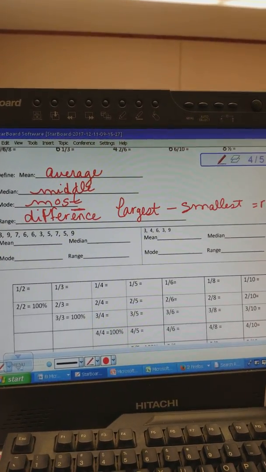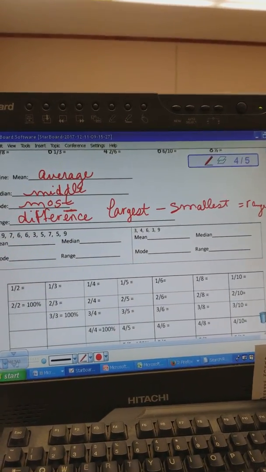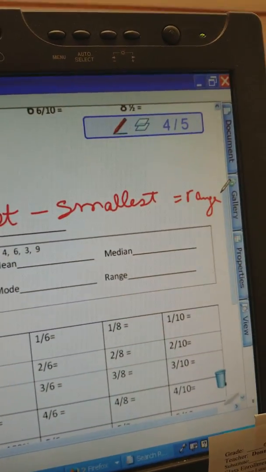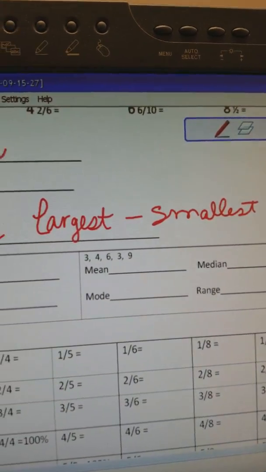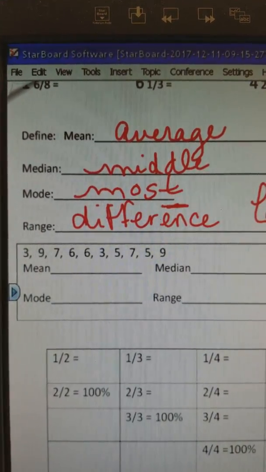So average, middle, most. Range is the difference between the largest and the smallest. So we have 2 problems left to work, and we're going to find the mean, median, mode, and range of those numbers. We'll start with the first set, which has 10 numbers.